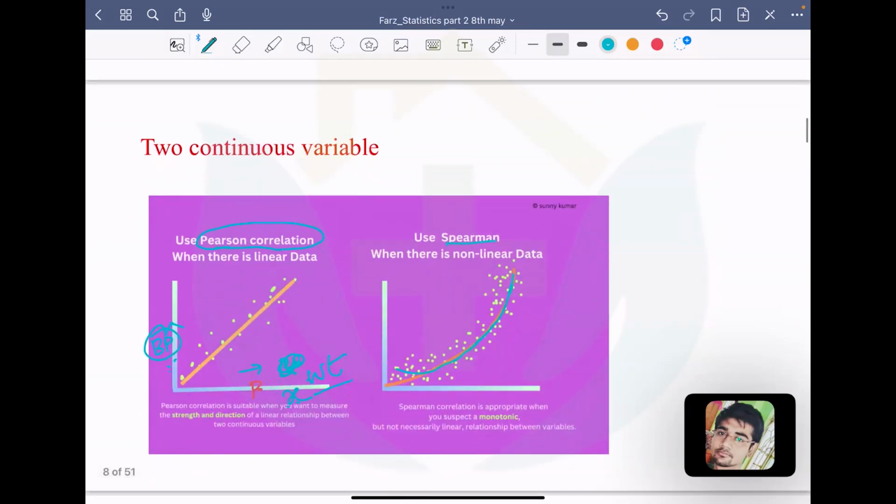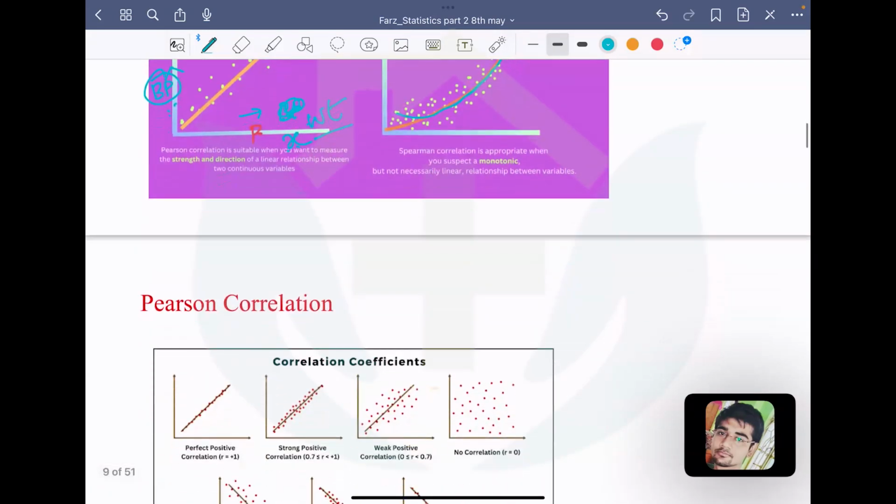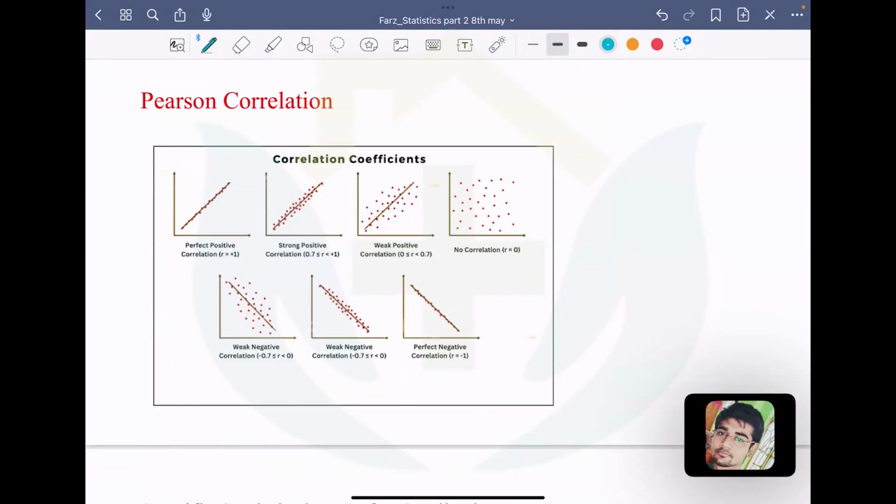So continuous variable I have said. For Pearson's correlation, you're using two continuous variables. For example, this is the weight and let us assume this is the blood pressure. You can see in this curve, figure A, whenever there is a linear relation between the rise in weight and rise in blood pressure, what we can conclude is that whenever the weight is rising, the chances are that BP is also rising.